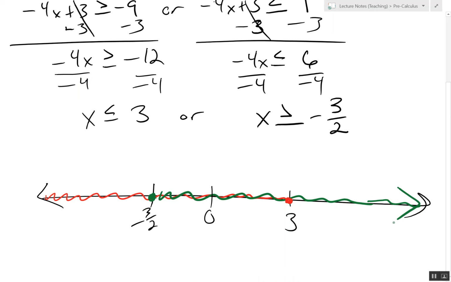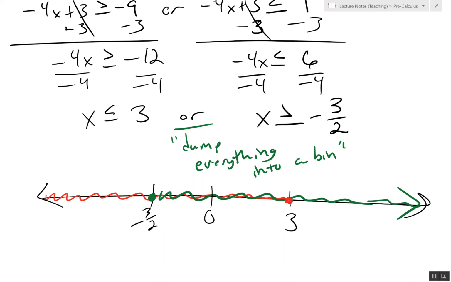And so the solution then is, where did we shade in? Because the whole idea of or means, in a sense, dump everything into a bin. So basically, you think of all the numbers less than or equal to 3, you throw them into some bucket. You take all the numbers that are greater than or equal to negative 3 halves, and you throw them in some bucket, and you see what you have in the bucket.